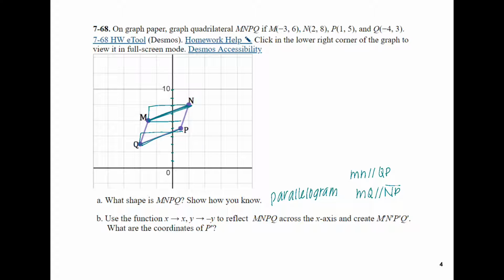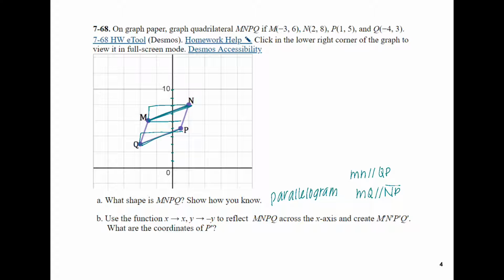Use the function x implies x and y implies negative y to reflect M, N, P, Q across the x-axis and create M prime, N prime, P prime, Q prime. What are the coordinates of P prime?